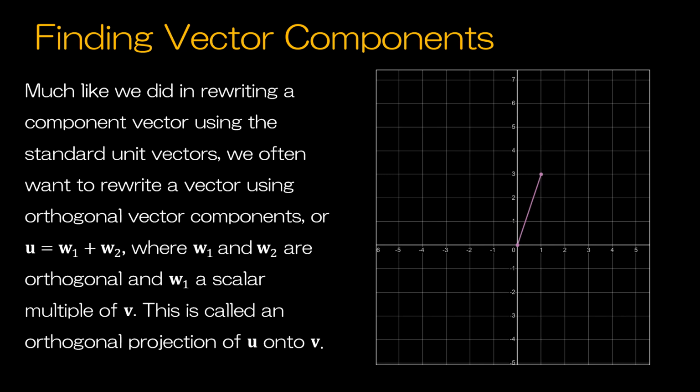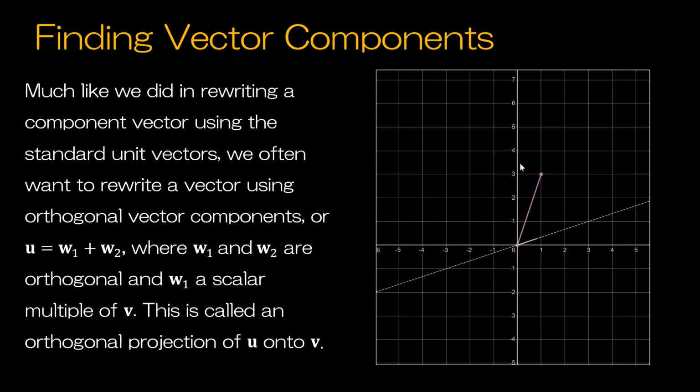So W1 and W2 are orthogonal, and W1 is a scalar multiple of V. So what we have is my original vector, which here is 1, 3, and then we've got some other vector V. So that little guy is vector V. Now what we want to do is think about V kind of as a line. So some scalar multiple of V. So it could be longer than V or shorter than V, but it's going to be along the same direction as V.